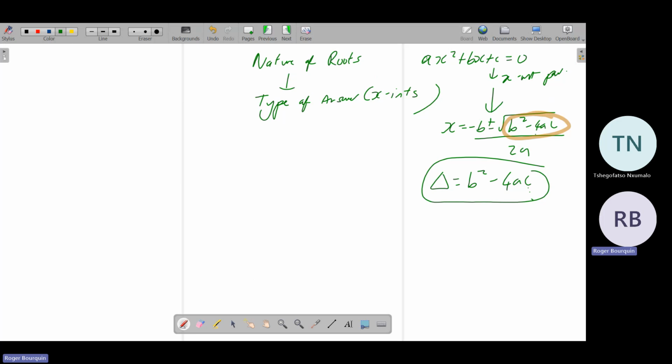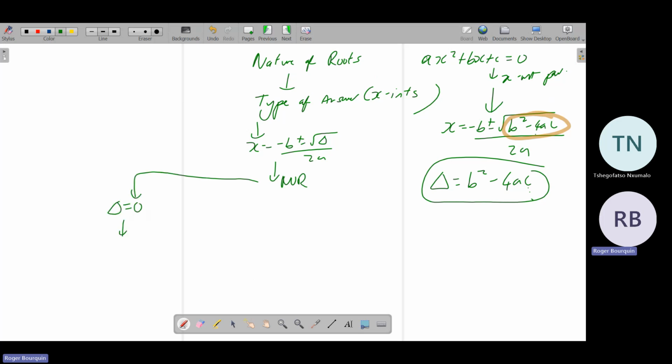If delta is a perfect square, can you find the square root of a perfect square? Yes, you can. So you're not left with a third in the answer. What do we call numbers which don't have a third? Rational numbers. But if delta is bigger than 0 and not a perfect square, your roots would be irrational, because you'd be left with the square roots in the answers. So x is equal to minus b plus minus the square root of delta over 2a, that gives you the actual answers.